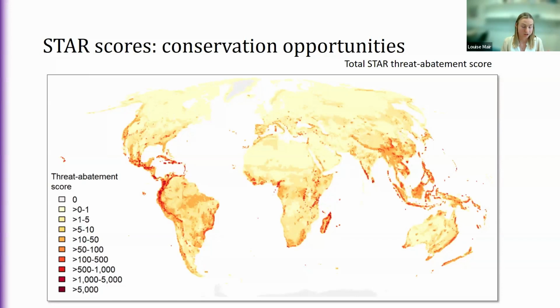And what these maps can start to help us think about is, in terms of international flows of finance for supporting biodiversity, where would they be best directed if we want to have the biggest impact? We can start to identify where we might want to invest in order to have the biggest impact in reducing species extinction risk.